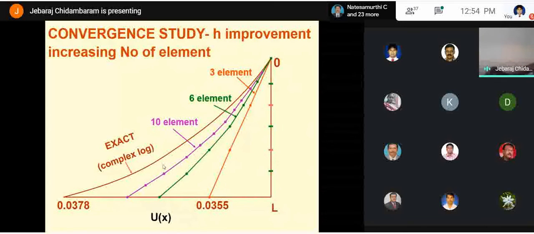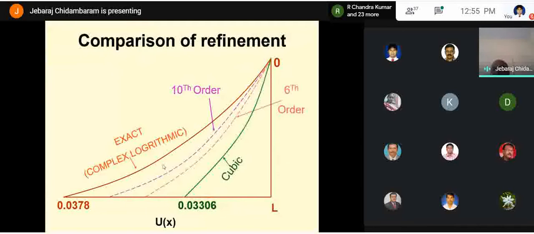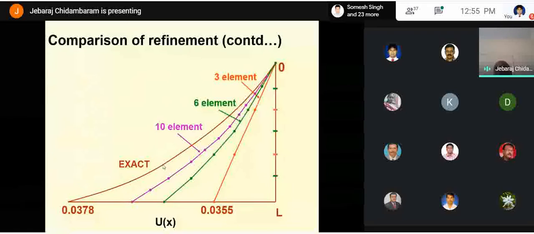Okay. So as I claimed, increasing the elements is making the solution converge towards the exact solution. So this is the solution I had by increasing the order of the polynomial refinement, from cubic, 6th order to 10th order. This is increasing the number of elements, 3 elements, 6 elements, 10 elements. Now I could see the finite element method is a combination of P refinement and H refinement.